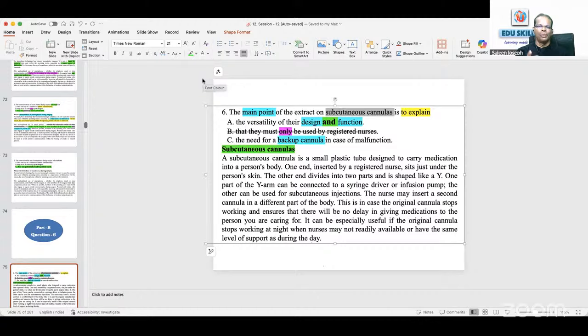Because before they speak about that, they have to speak about what a subcutaneous cannula is. That is the heading, that is the important thing. The topic sentence will start explaining that particular thing. Then only will they speak about additional things like a backup cannula. Backup cannula is additional, right? Not the primary, a secondary aspect. Do you understand the difference between primary and secondary aspect? Yes. Primary medication and secondary medication.